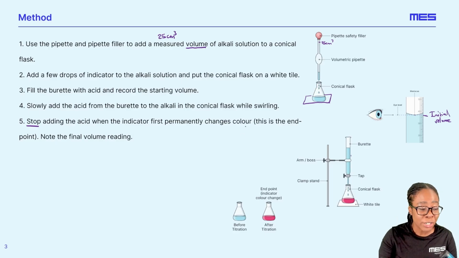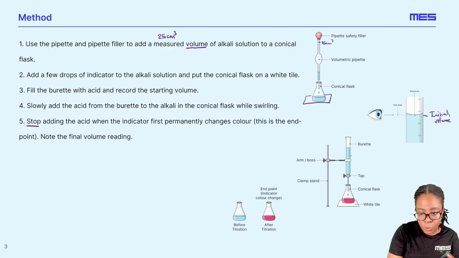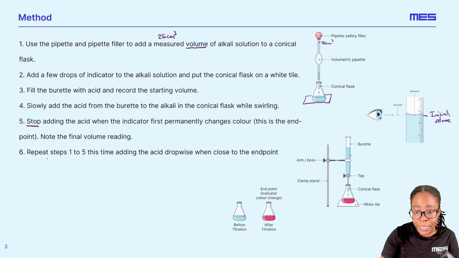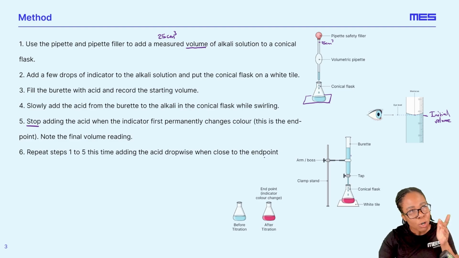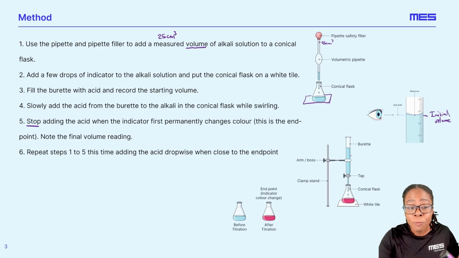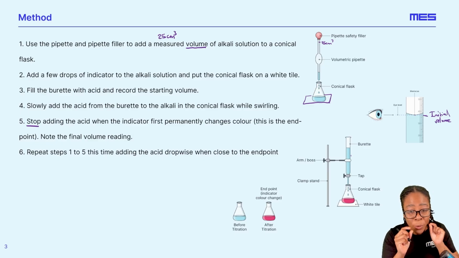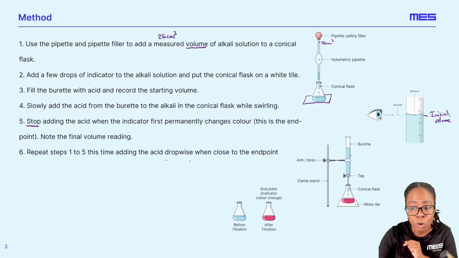Now, we can't just do the titration once. To make sure that we've got an accurate volume that was required, we're going to repeat all of these steps. But this time, when we're repeating it, when we approach the endpoint, because we know approximately what volume we're going to need from the burette, as we get close to that volume, we're going to start just adding from the burette drop by drop or drop-wise.